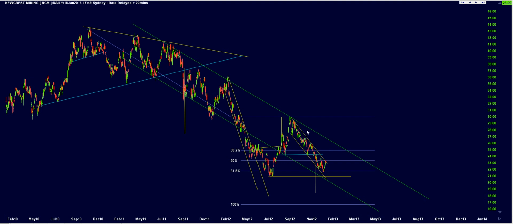Now, it's not as steep and as violent as this one that we've seen over here. If we take a look at the big picture, I've got these two green lines drawn, this descending green line and this descending green line here. So it looks as if Newcrest Mining as a whole is coming down between these two descending channel lines.